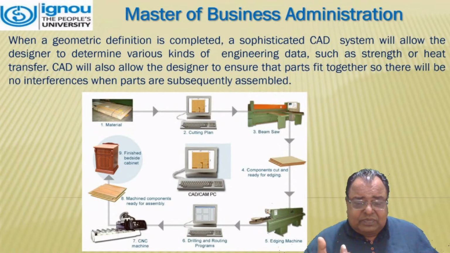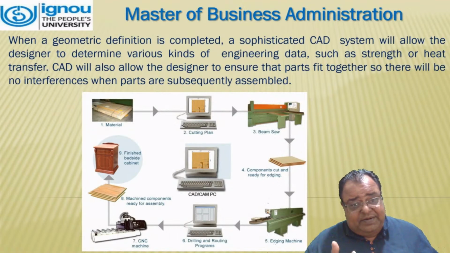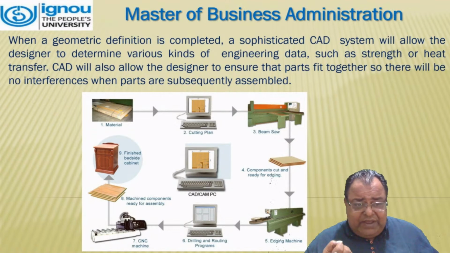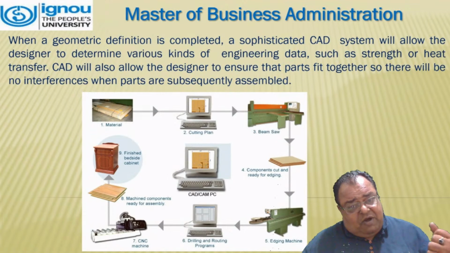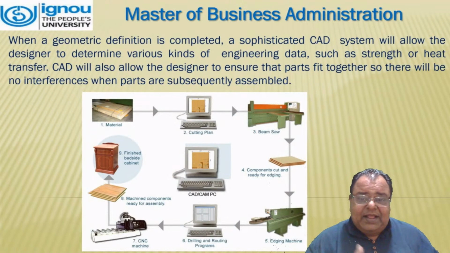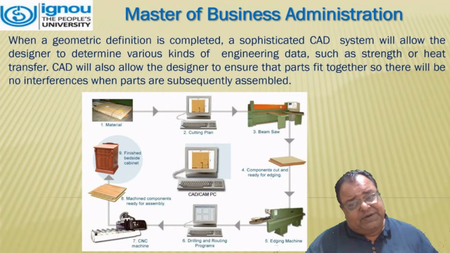of how making a bedside cabinet is developed with the help of CAD and CAM. Now we can see that at the top the raw material is there. For that raw material, with the help of computer software, we plan the cutting plan. Then that input, what has been designed, is given to the beam saw machine. That material has now been converted to step number 4.